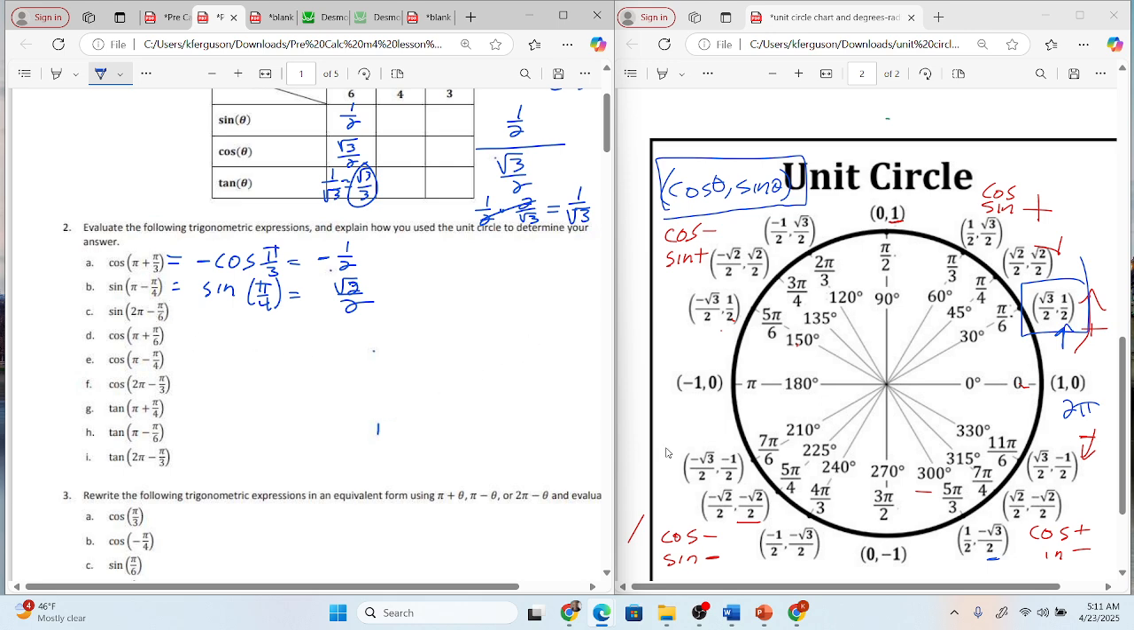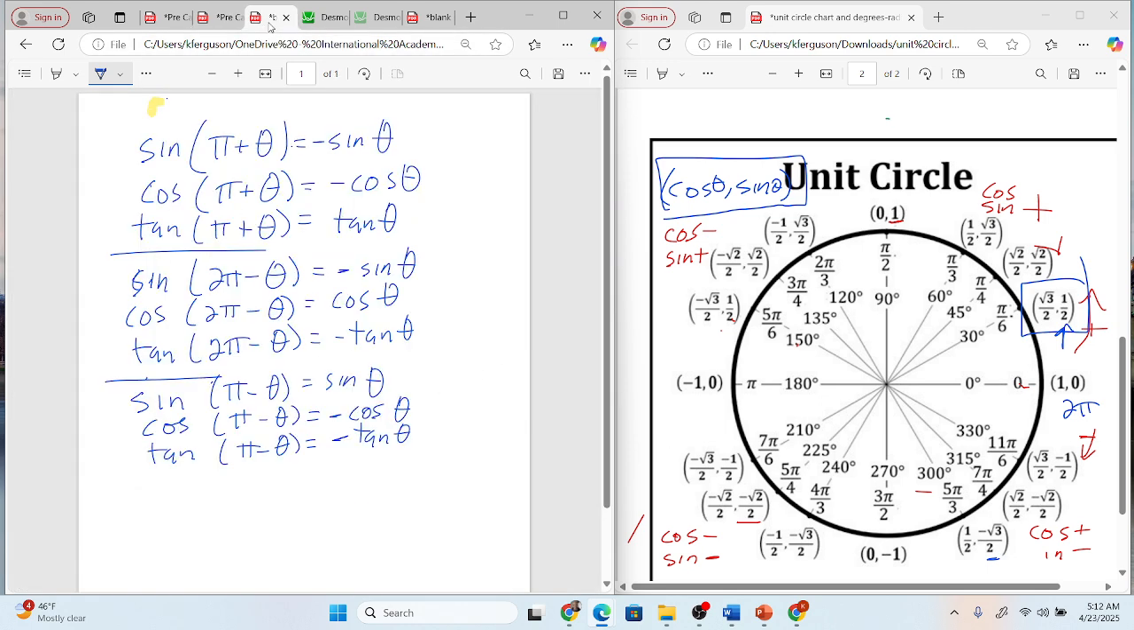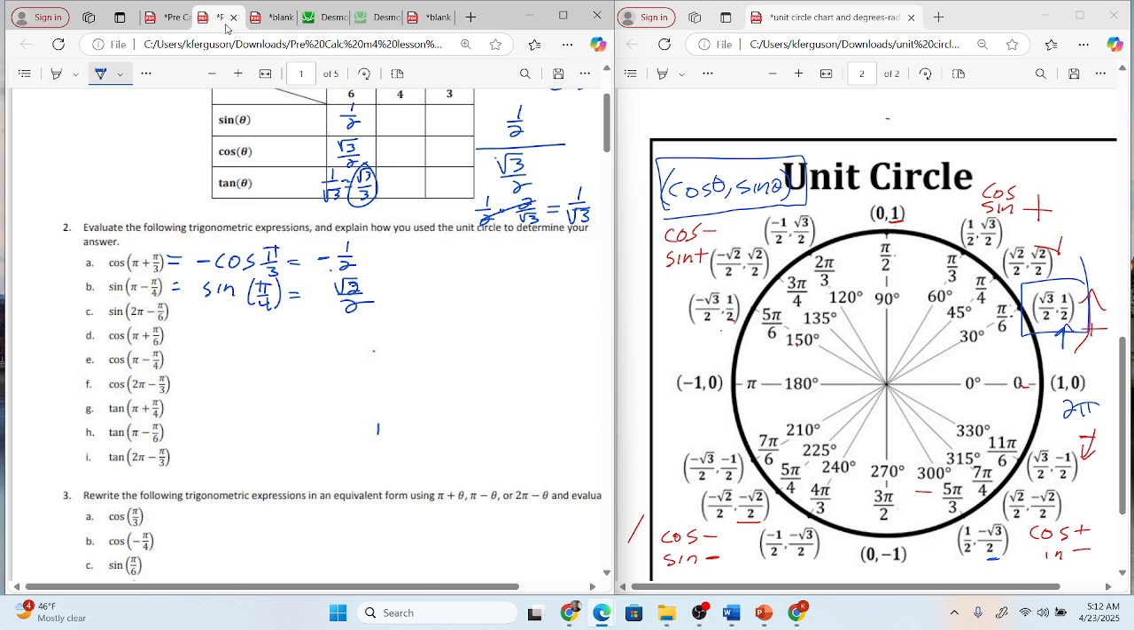Well, we can keep using this, which is good, but at the same time, we can use the unit circle. So we've got 360 degrees minus 30 degrees. What does that put me at for sine? It puts me at negative 1/2.